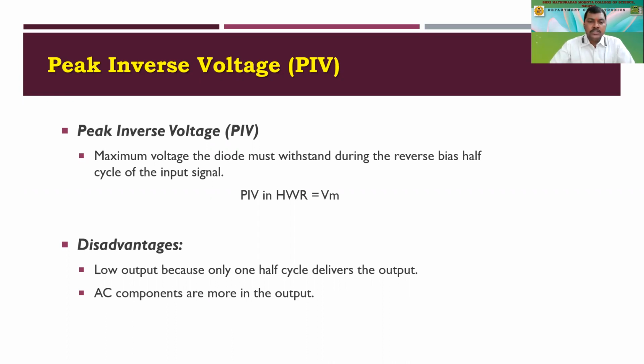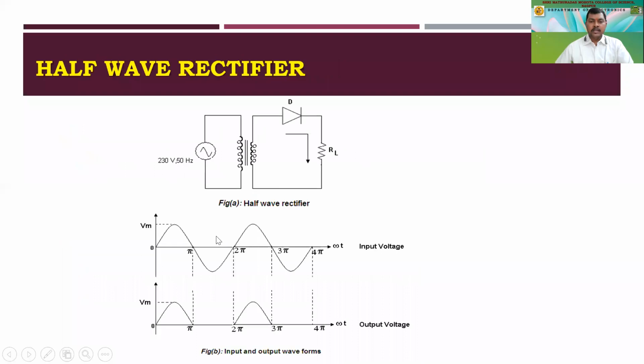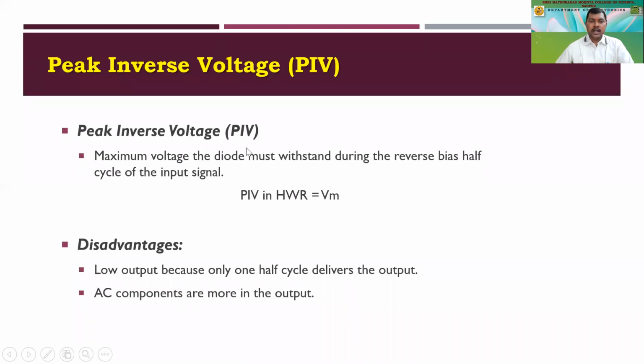So peak inverse voltage in a half wave rectifier should be equal to Vm, which we have seen in the last slide. This was the highest amplitude. So this is the highest input voltage that is supposed to be applied to this diode without damaging it. That is the definition of peak inverse voltage. It is very essential to know how much voltage the diode is going to sustain while working in the reverse bias condition.